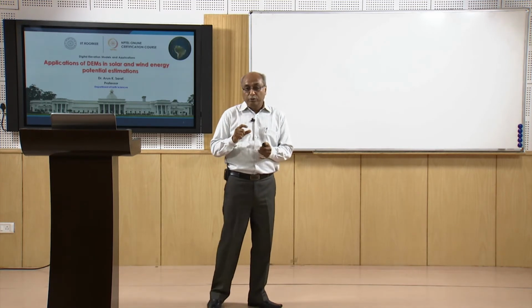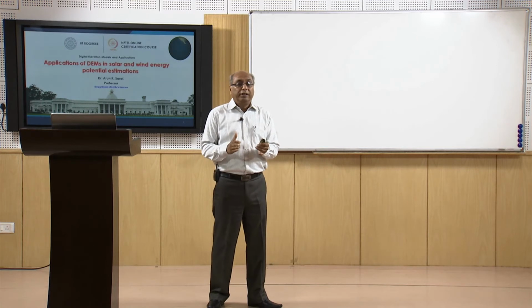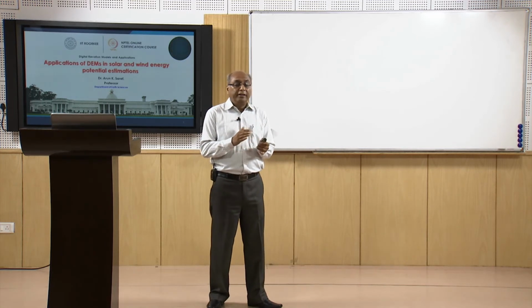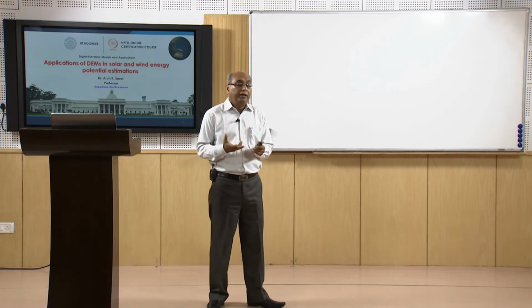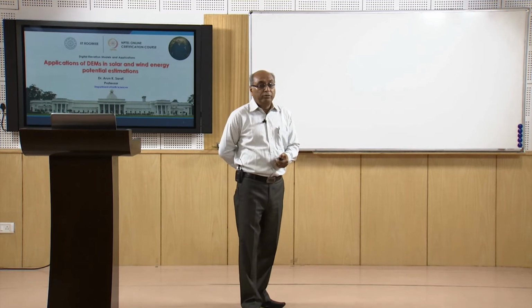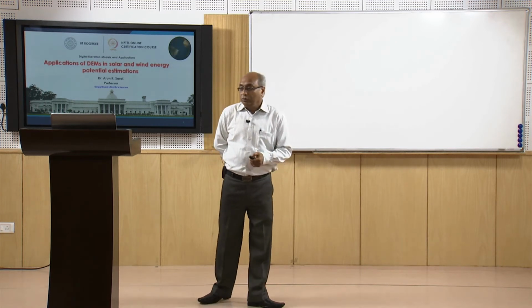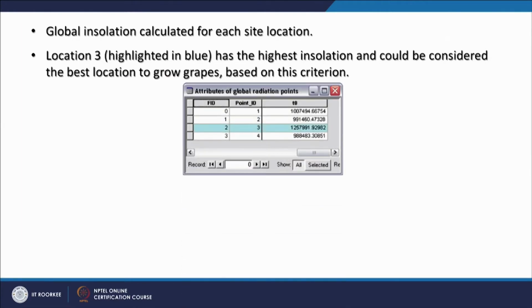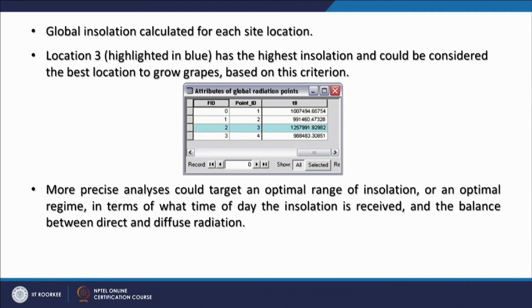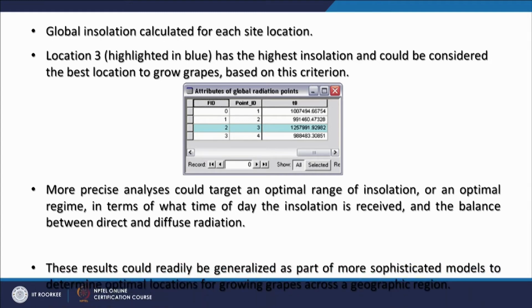So if you have some specific requirements, you know the time window and the area window, then for that specific area things can be calculated, as shown in this particular example, where a time window was also given for the summer months. So global insolation calculation for each site can be done, and as we have seen, location 3 is the best in this region. Also some statistics can be derived from the attribute table, and more precise analysis can be done by involving higher spatial resolution data and some other inputs.